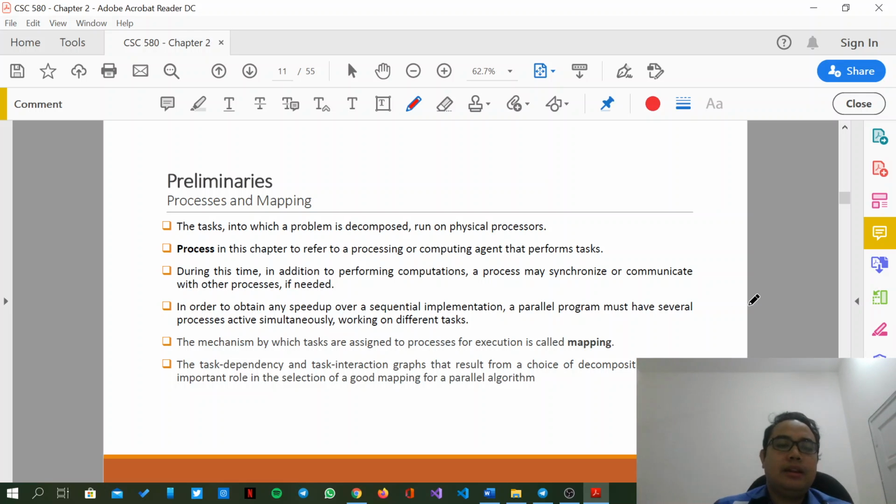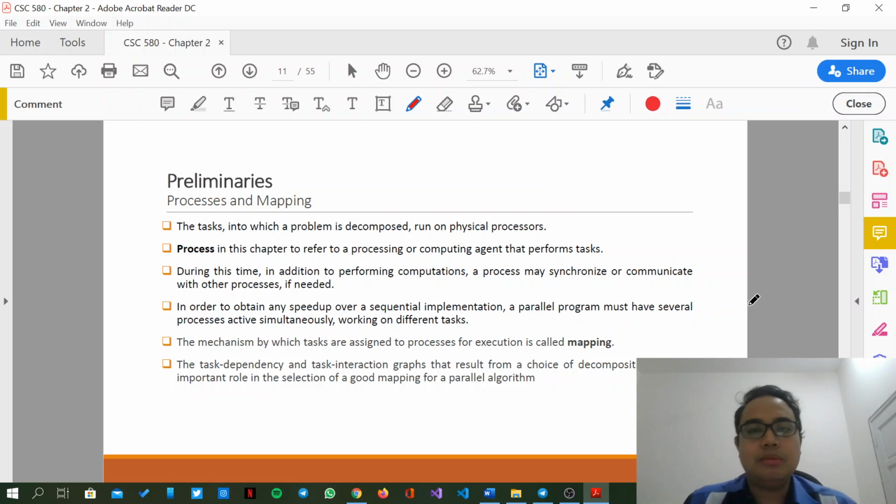Okay, let's look at processes and mapping. The tasks into which a problem is decomposed run on physical processes. What we have divided earlier will run on physical processes, not just be decomposed and then left like that. Once we decompose, we will send the tasks into different processes. Process in this chapter refers to a processing or computing agent that performs tasks. During this time, in addition to performing computations, a process may synchronize or communicate with other processes if needed.